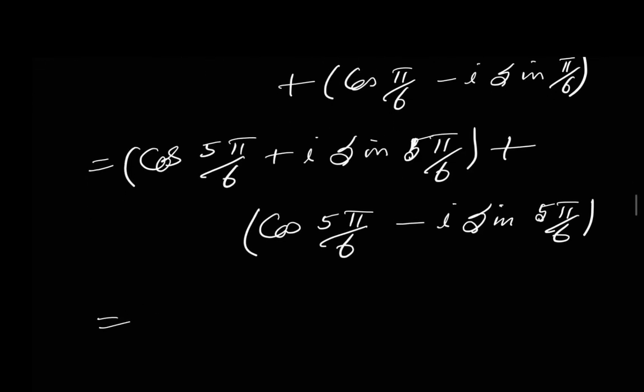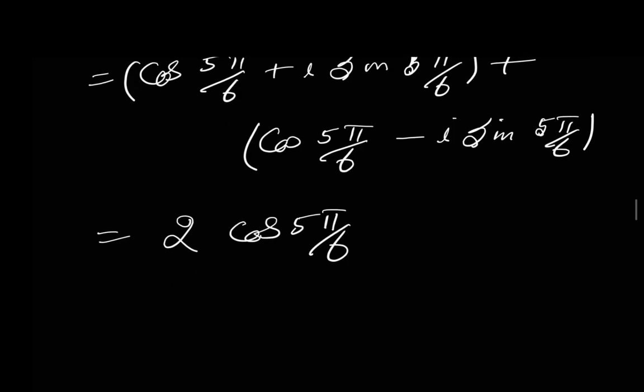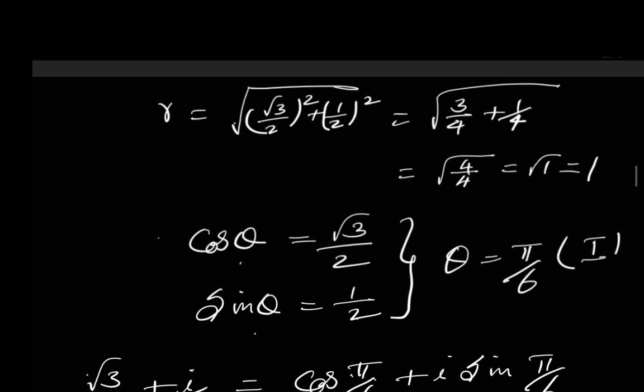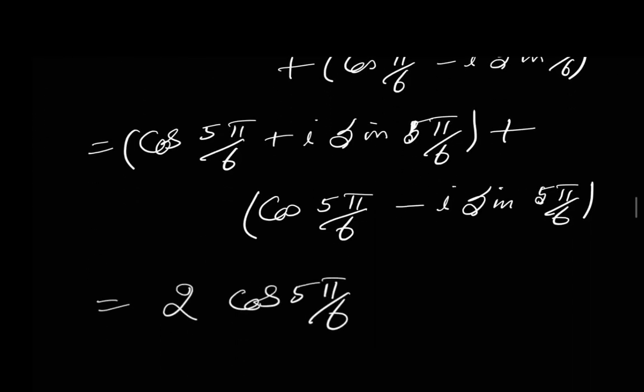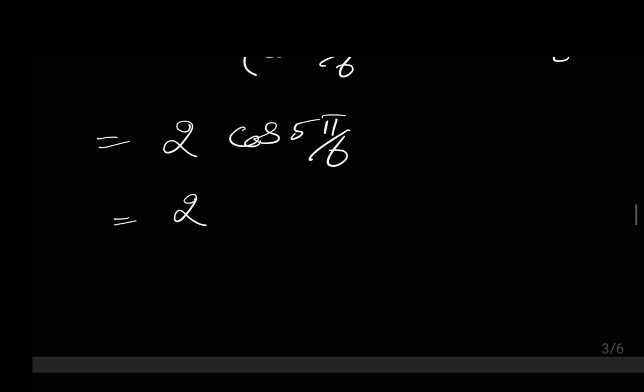So both complex numbers we are adding. So we get 2 times cos of 5 pi by 6. The plus i sin and minus i sin get cancelled. But we have to show this is equal to minus root 3, the value is minus root 3. So what I do, I write 5 pi by 6 as pi minus pi by 6. See, 6 is the LCM, 6 pi minus pi is 5 pi by 6.